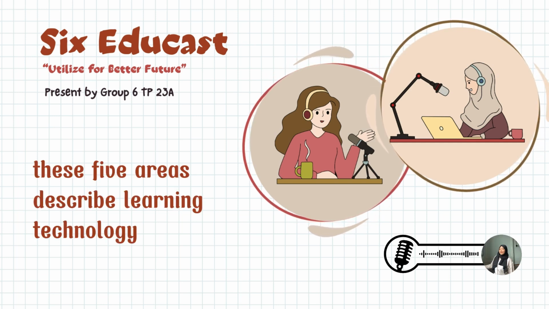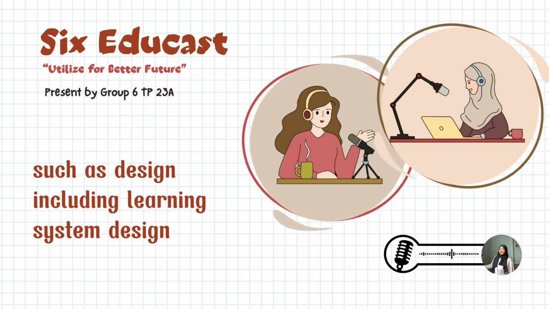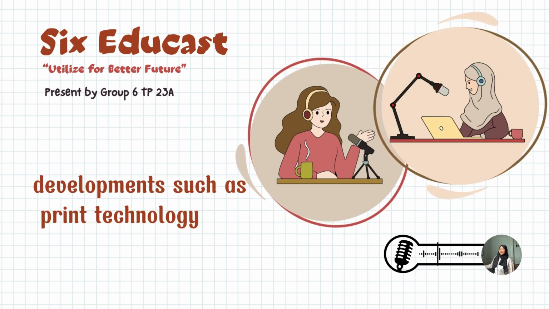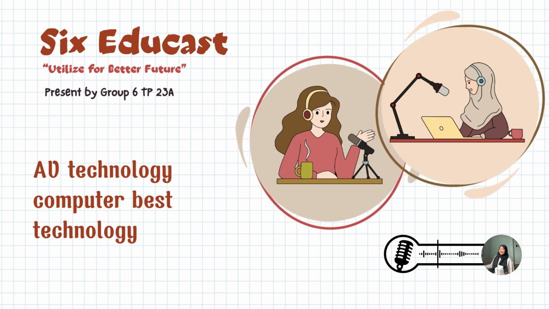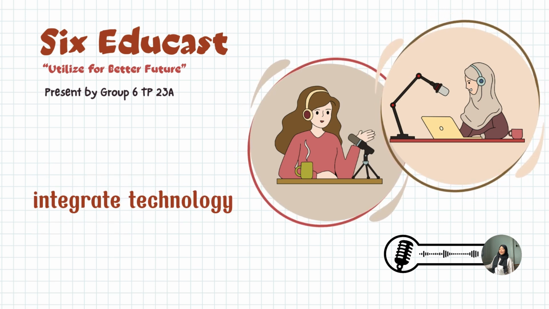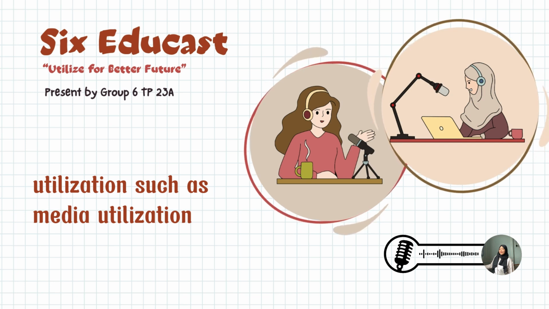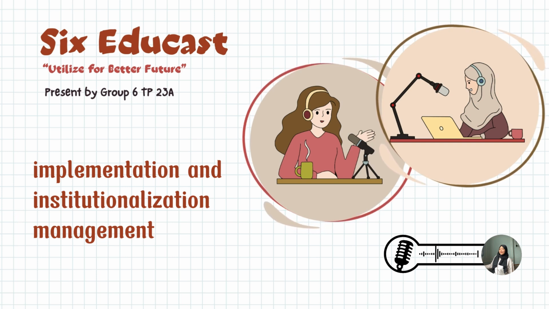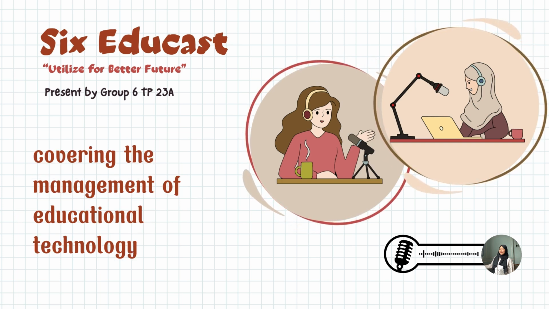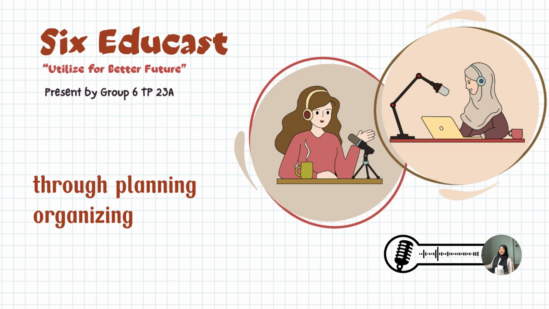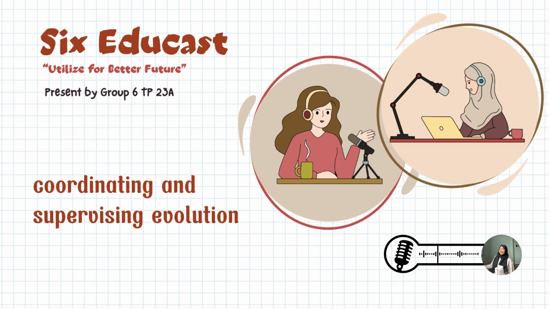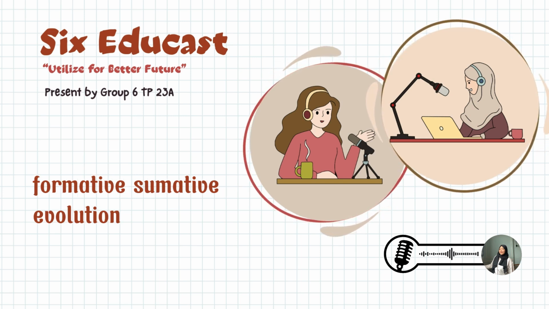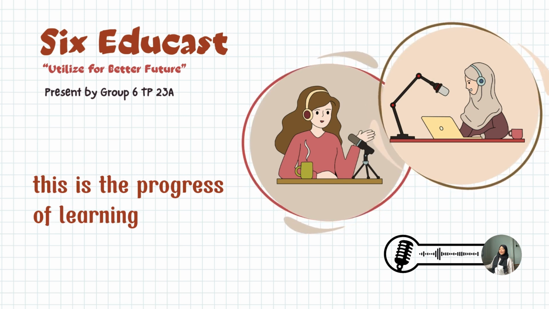These 5 areas describe learning technologies such as design, including learning system design, message design, and learning strategies. Developments such as print technology, AV technology, computer-based technology, integrated technology. Utilization such as media utilization, innovation diffusion, implementation and institutionalization. Management covering the management of educational technology through planning, organizing, coordinating, and supervising. Evaluation covering problem evaluation, measuring benchmark criteria, formative and summative evaluation to assess the progress of learning.